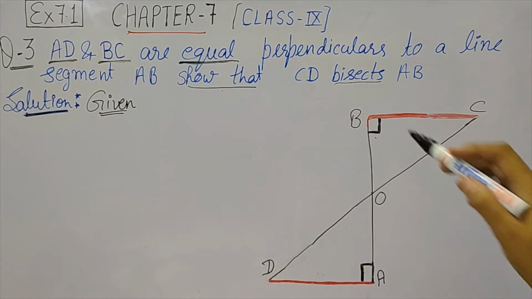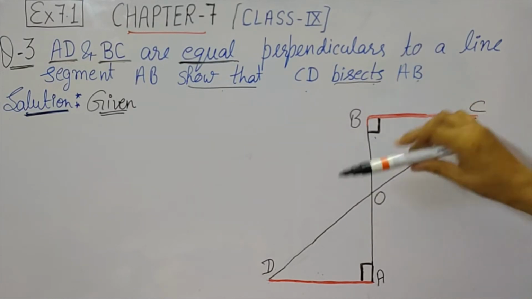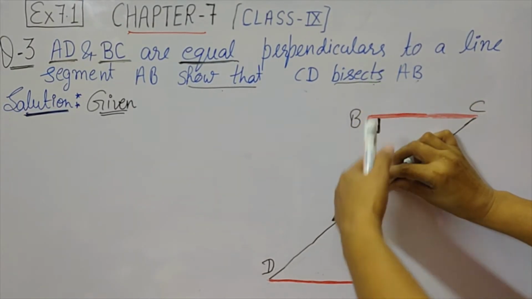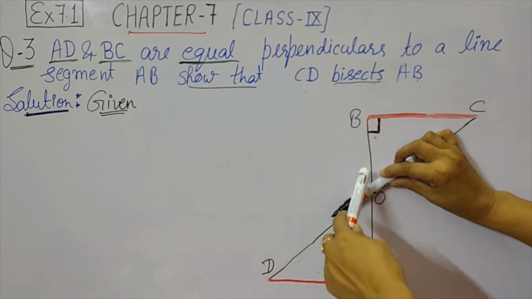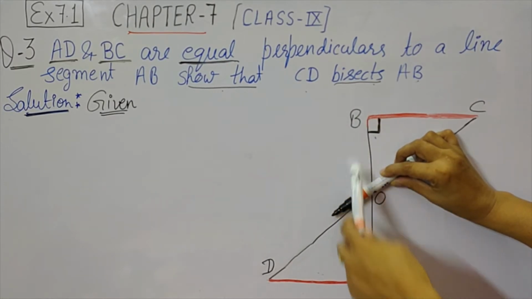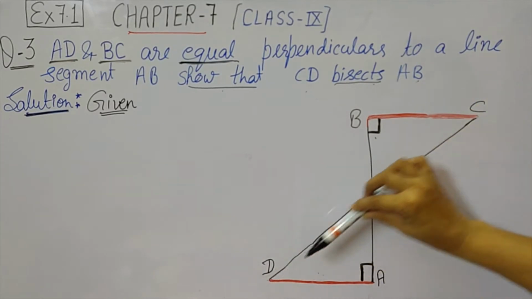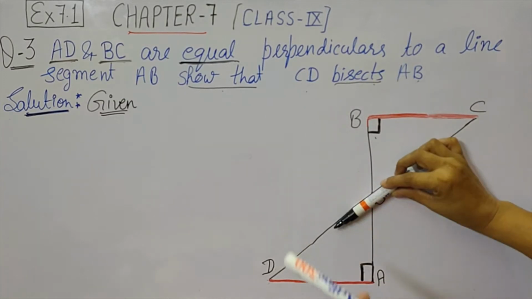Understand the meaning of this sentence. CD bisects AB. CD is dividing AB in two equal parts. It means we have to prove AO is equal to BO. This we have to prove. CD bisects, CD is the cutter. CD is dividing, okay. And which line segment? AB.